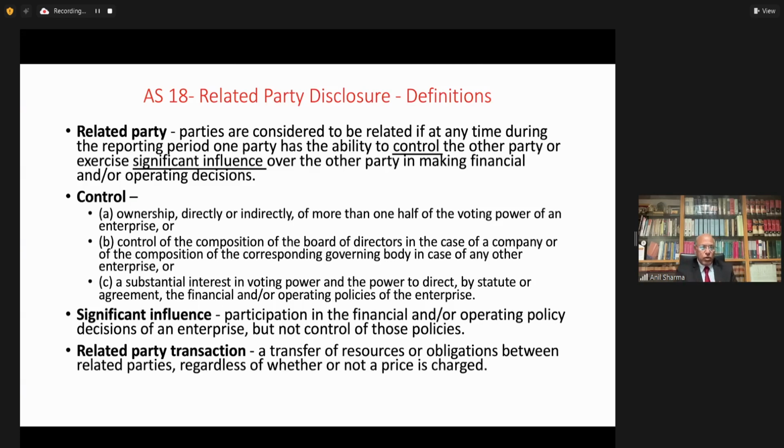So you can see from here that price is immaterial. And if you really apply control and significant influence, you will see that transactions with subsidiaries, associates, joint ventures, and other entities where there is substantial interest in voting power, or by statute or by agreement the company participates in the financial and operating policy decisions of an enterprise, but it is not control. Once control is there, it becomes a subsidiary, and significant influence is with regard to associates and joint ventures. So from the AS 18 point of view, the related party definition has to be looked at from that angle.